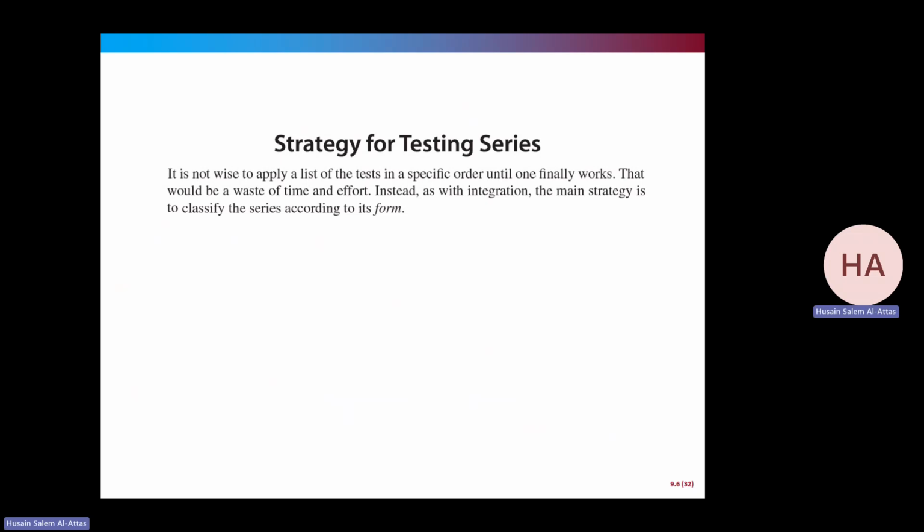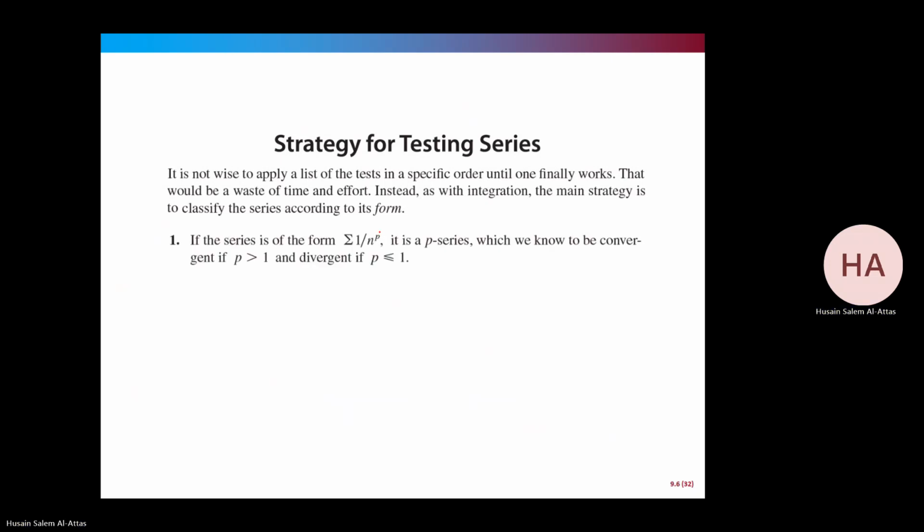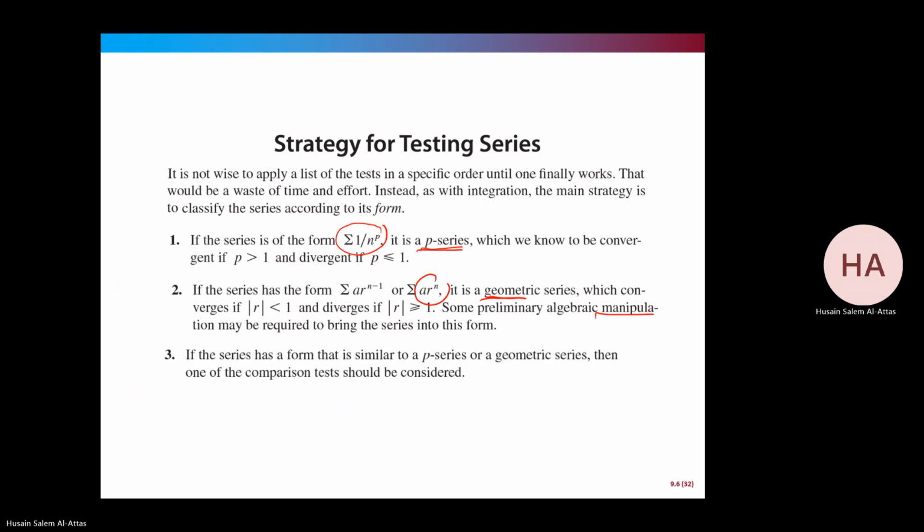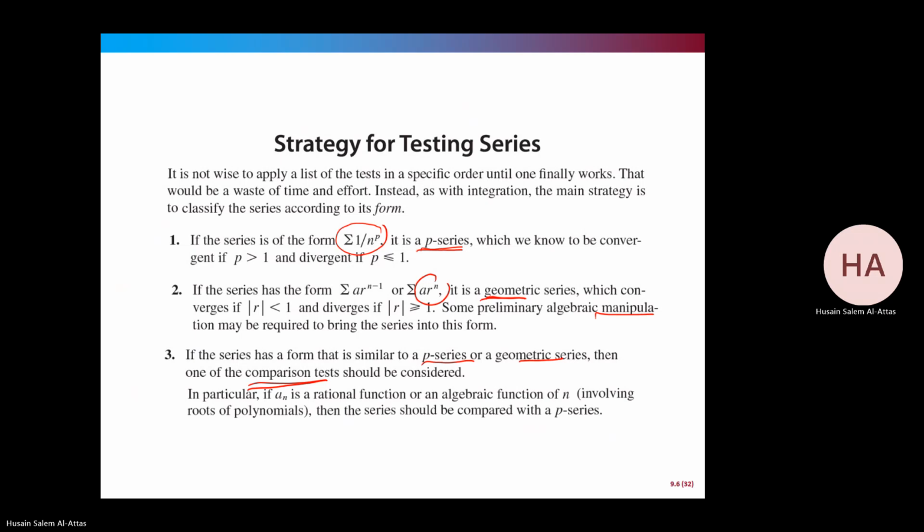Which test do you need to think of if you have a special format? If the series is of the form 1 over n to the power p, then I need to think about the p-series. If it is of this form, it is a geometric series. Sometimes you need to manipulate it algebraically. If it is similar to a p-series or geometric series, then you need to think about the comparison test, or the limit comparison test.